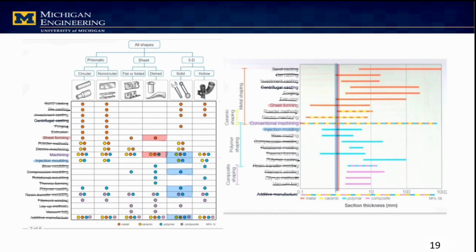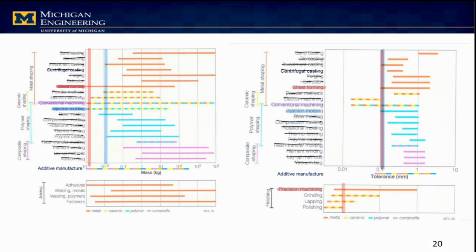Looking at our candidate processes, for our spout we have sheet forming and machining shown in red, and for our lid we have machining and injection molding shown in blue. Both pieces have thicknesses that meet either of their candidate processes' requirements, so this doesn't really narrow it down. Same goes for mass and for tolerance. Either machining or injection molding works for the lid. So we chose injection molding, but either would work.